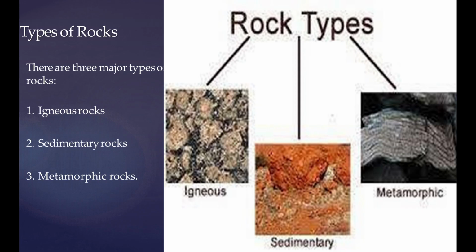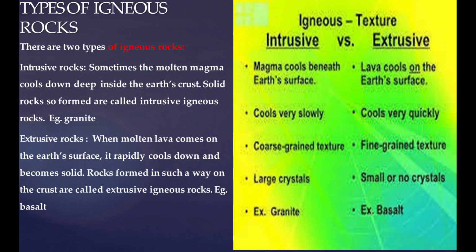Dear students, on the basis of their formation, rocks have been divided into three main categories: igneous rocks, sedimentary rocks, and metamorphic rocks. Now we will discuss all these three one by one in this class. Let us first of all come to know about the igneous rocks.